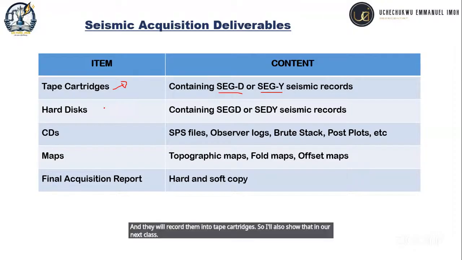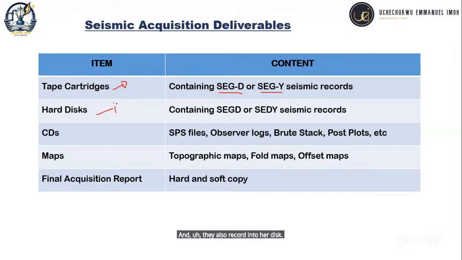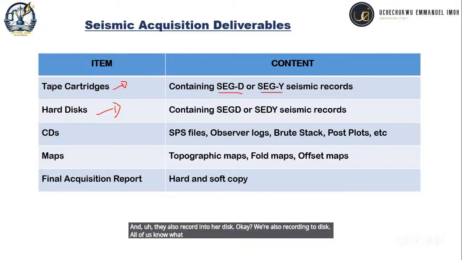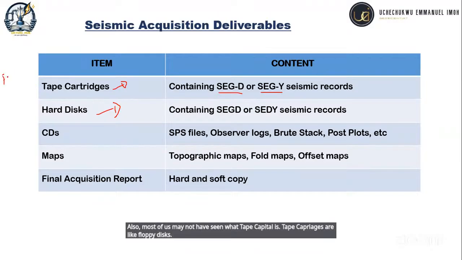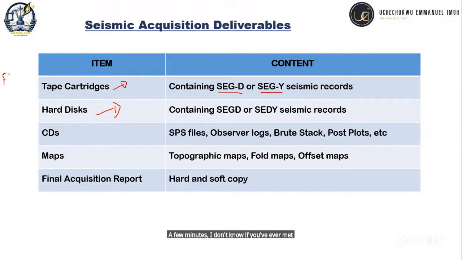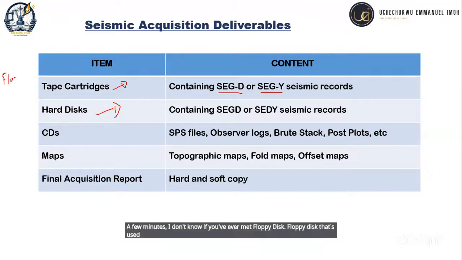And they also record into hard disk, okay? They also record into disk. All of us know what hard disk is. And also, most of us may not have seen what tape cartridges are. Tape cartridges are like floppy disk. I don't know if you people met floppy disk. Floppy disk that's used to hold only 100 megabytes of data.